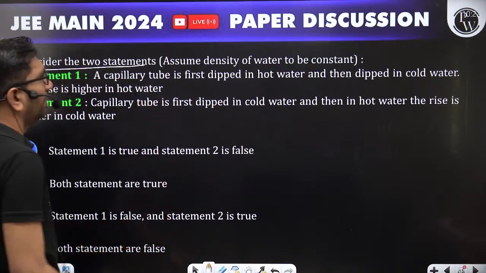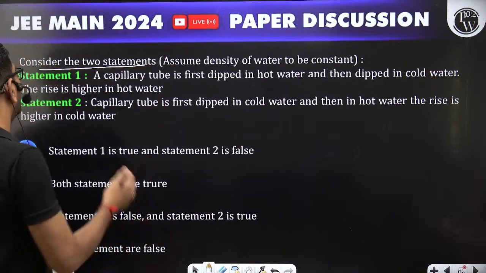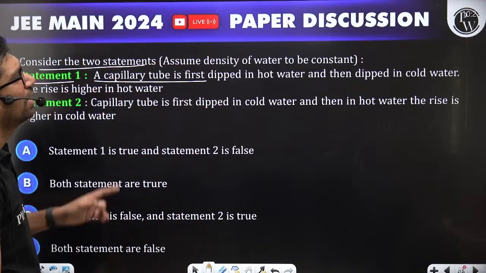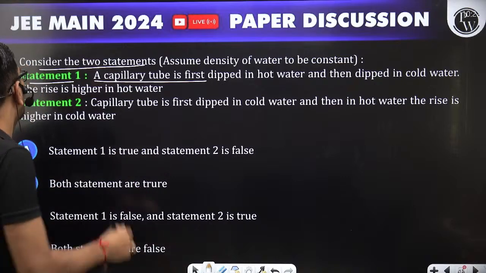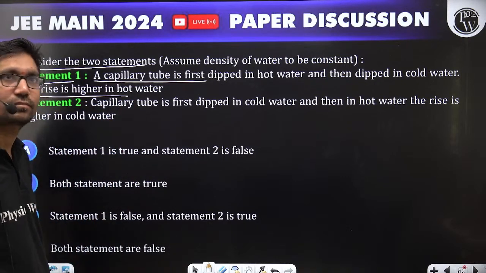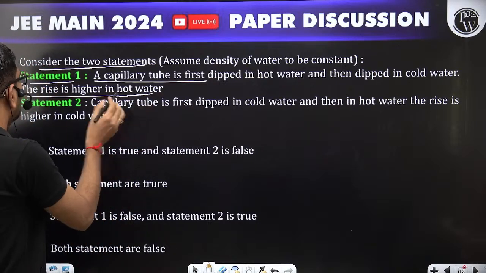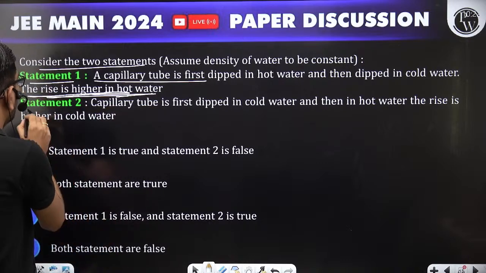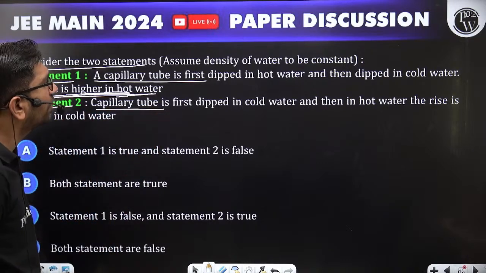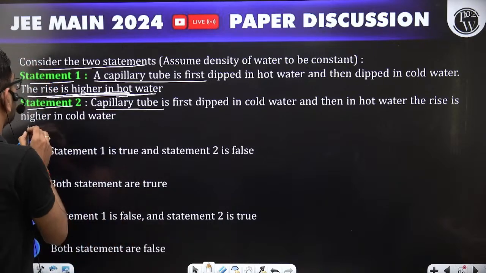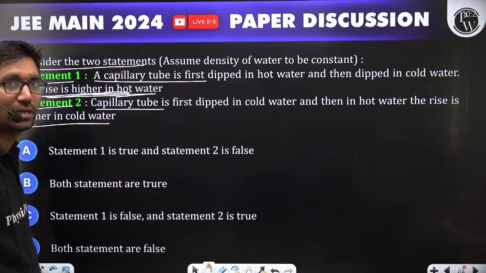Consider the two statements, assuming the density of water to be constant. Statement 1: a capillary tube is first dipped in hot water and then dipped in cold water. The rise is higher in hot water, he is saying. Statement 2: a capillary tube is first dipped in cold water and then in hot water. The rise is higher in cold water.